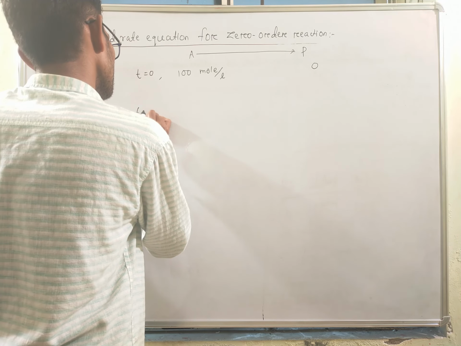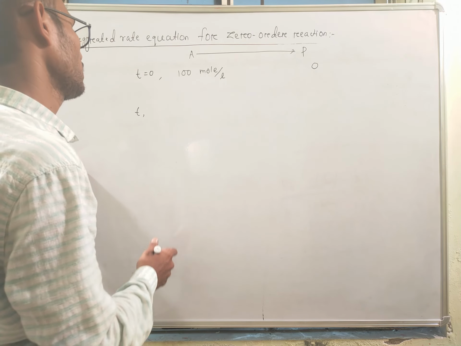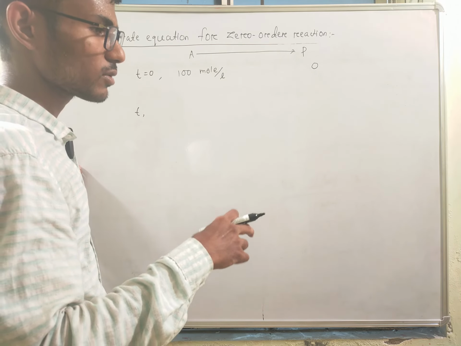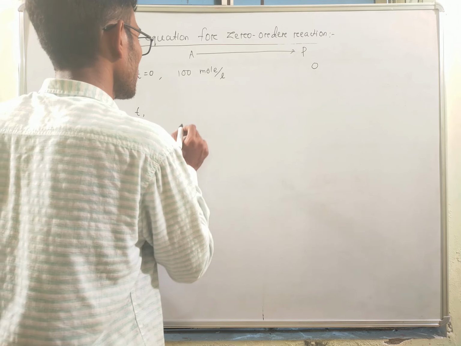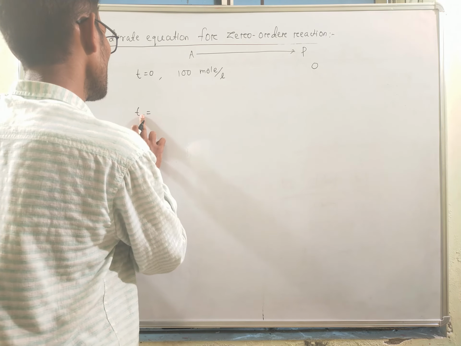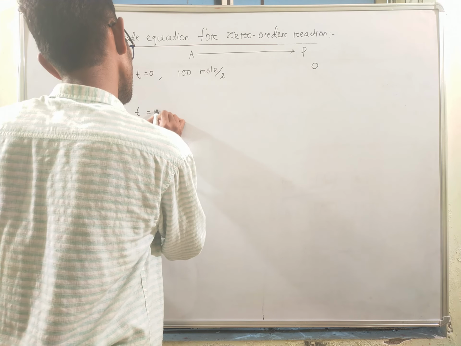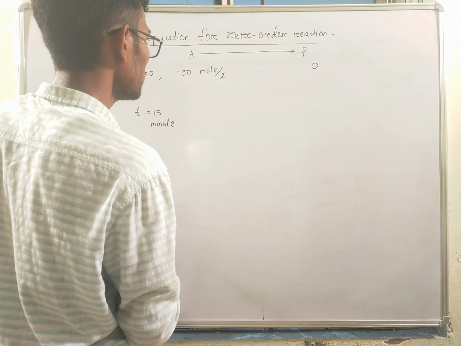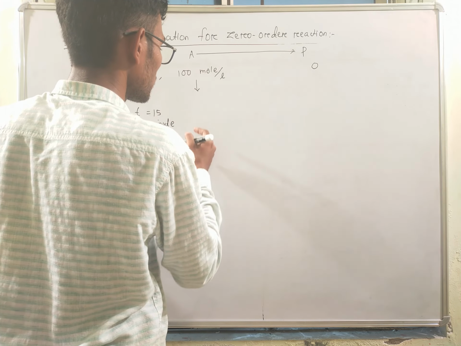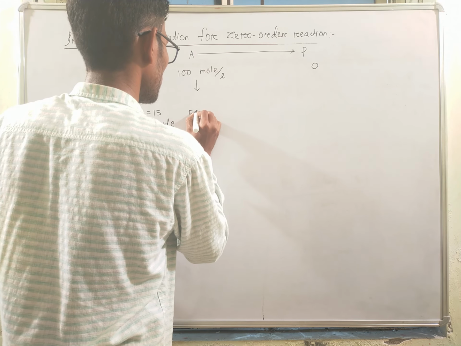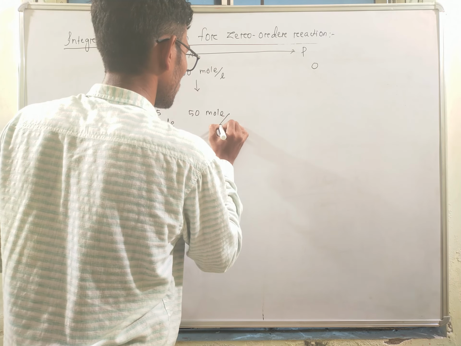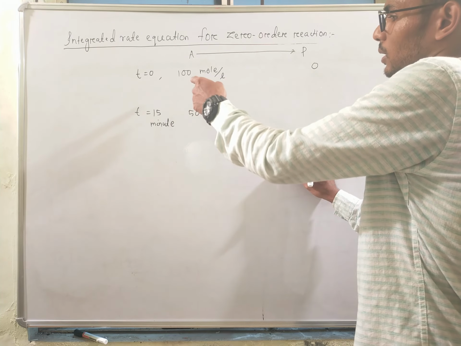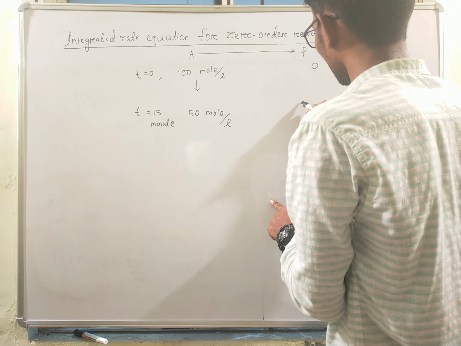At time t, it could be anything. At t equal to 15 minute, this 100 mol per liter decreases to 50 mol per liter. So the product concentration will be 100 minus 50, that is 50 mol per liter.